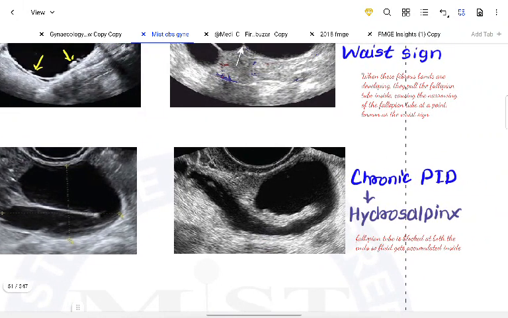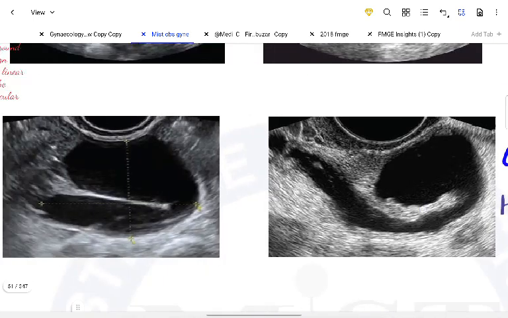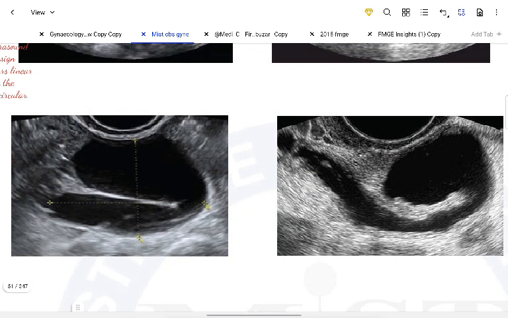And then in chronic PID we see hydrosalpinx, because the fallopian tube is blocked at both ends, so the fluid gets accumulated inside. So first we see beads on a string sign because when the fibrous bands are developing, they appear as small dots. Then we see waist sign because the fibrous bands are pulling the fallopian tube inside, and it appears as a waist. Then we see cogwheel sign, when fibrous bands appear as a spoke of a wheel. And then we see hydrosalpinx in chronic PID, water filled because both ends of the fallopian tube are closed.